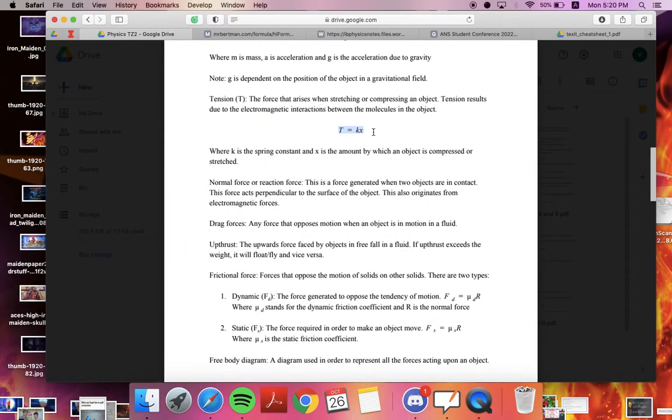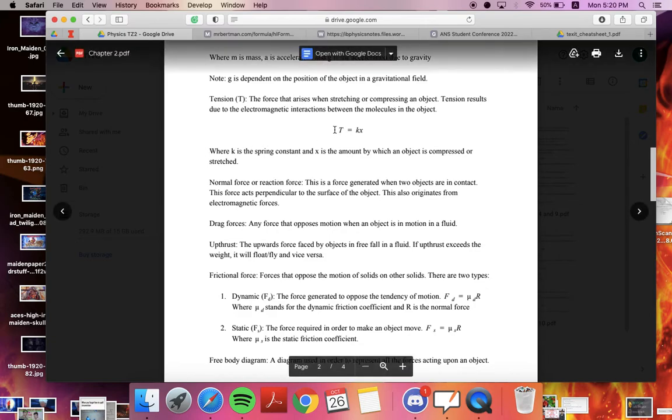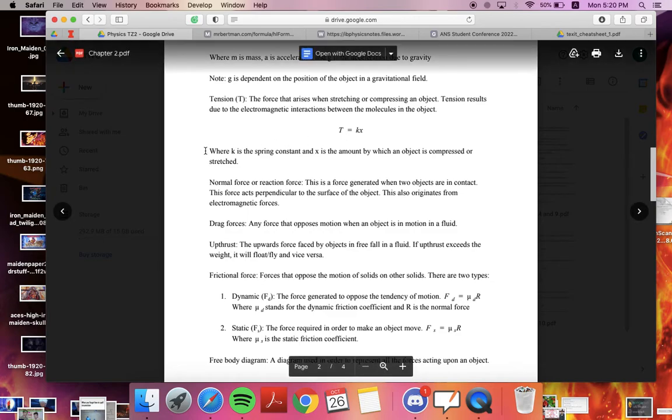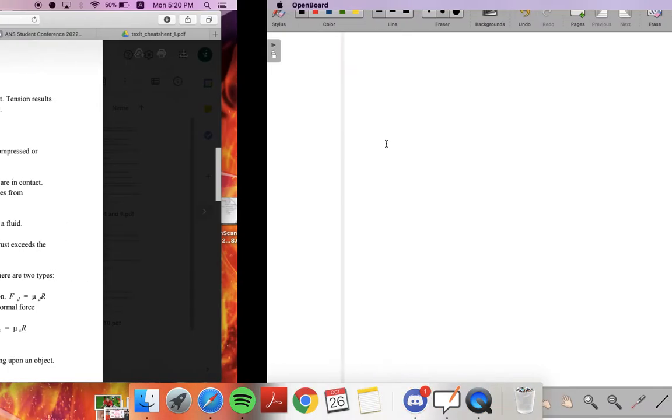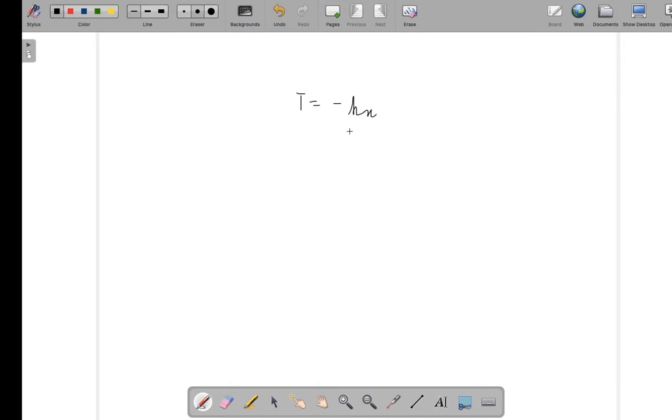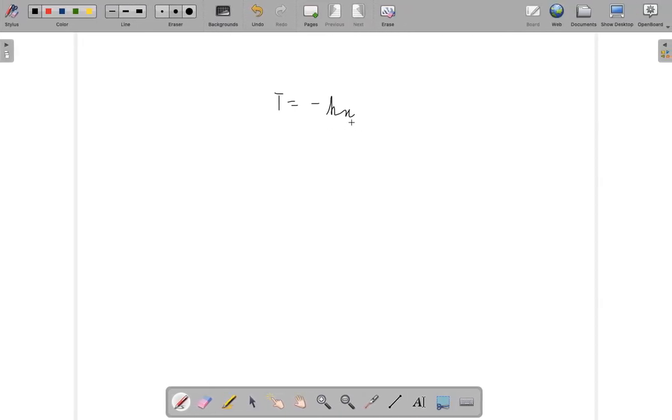And the formula for tension is, well, actually tension and spring force pretty much have the same formula, so they can be used interchangeably. So tension equals minus kx, where k is a given spring constant, a constant that's given to you, and x is how much it's been compressed by.